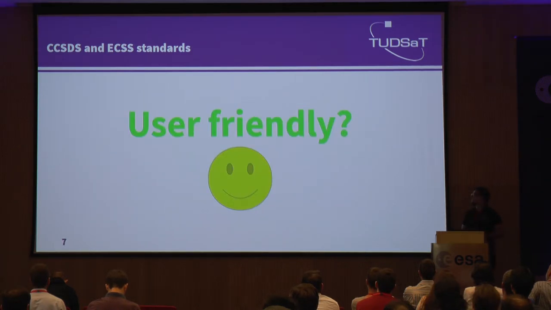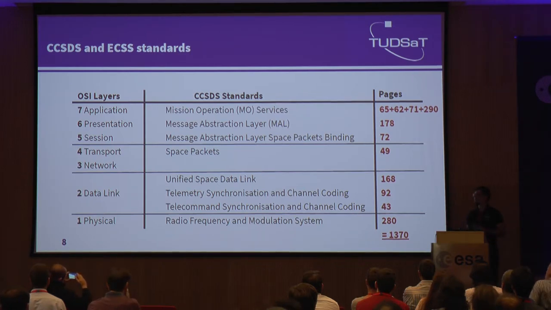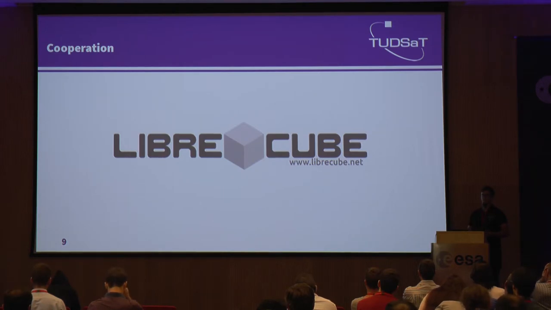But there's, of course, when standardization comes into play, always the question about user friendliness. And if you go through all these standards, there are at least 1,300 pages, which you should read. And even more, there are green books by the CCSDS, which explain a little bit more in detail how to use them. And yeah, it's really a pain. And for one human, it's not possible. So we decided to join Arthur with his LibreCube initiative and do the developments together with him. And at ESA, we have more resources about how to do it, because they are the people using them.